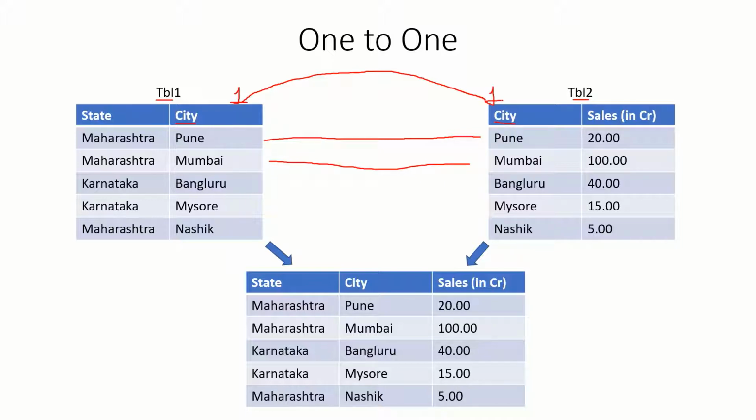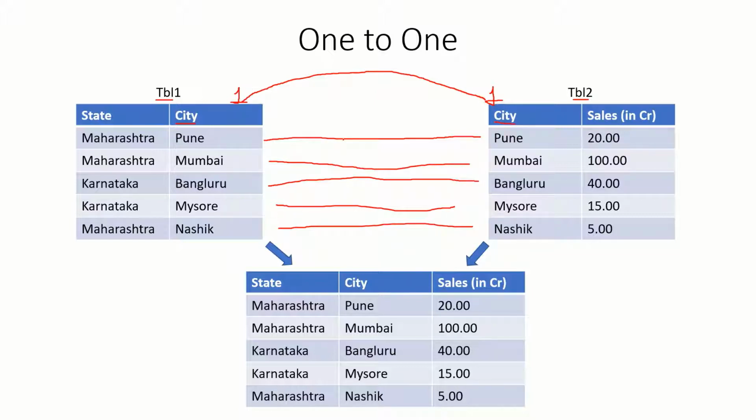So Pune will join to Pune, Mumbai will join to Mumbai, Bangalore will join to Bangalore, Mysore will join to Mysore, and Nasik will join to Nasik. So now we have understood how the join or relationship works in SQL as well as in Power BI. And we have also understood what is the cardinality of this join. It's 1 to 1.